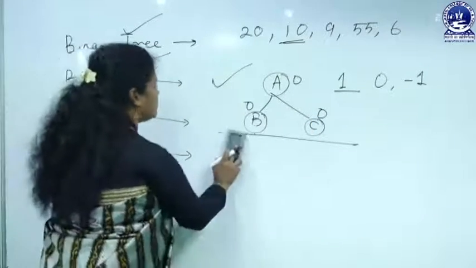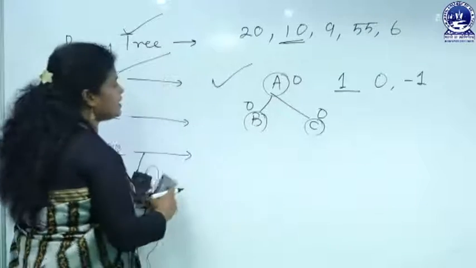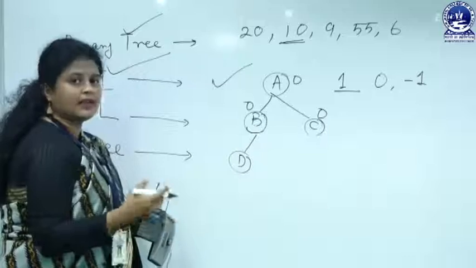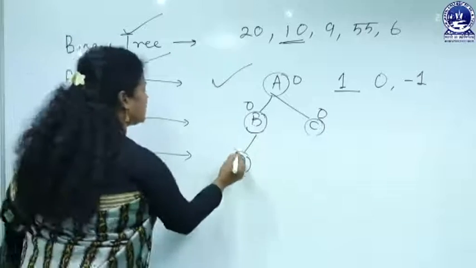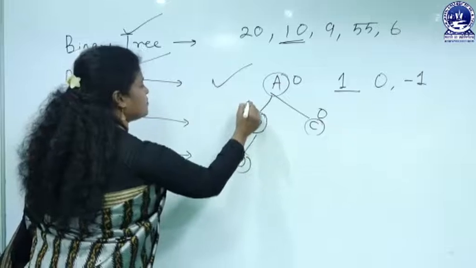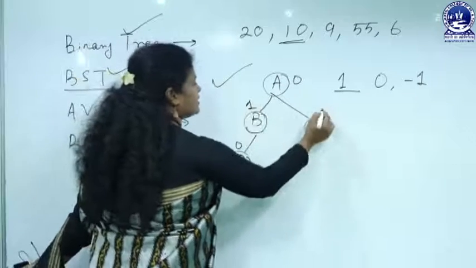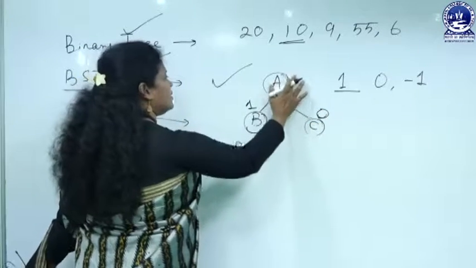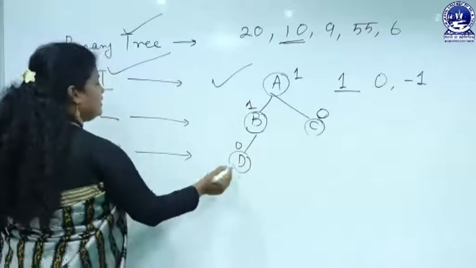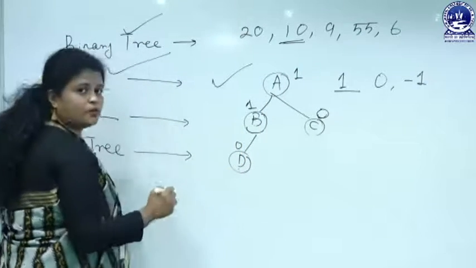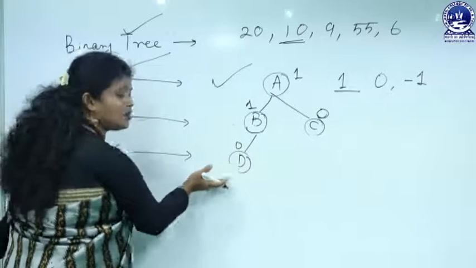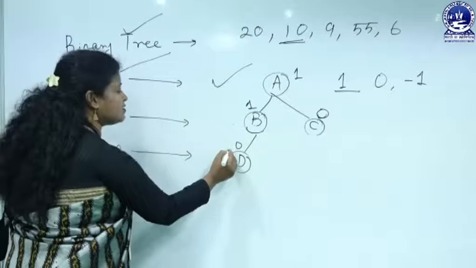But suppose I am adding one node here. Then now we will calculate again the balancing factor. The balancing factor of D is 0, the balancing factor of B is 1, the balancing factor of C is as usual 0, the balancing factor of A is 1. Why? The balancing factor of D is 0. Why? Because it is not having any children, and there is no leaf, it is at the same level, that's why it is 0.